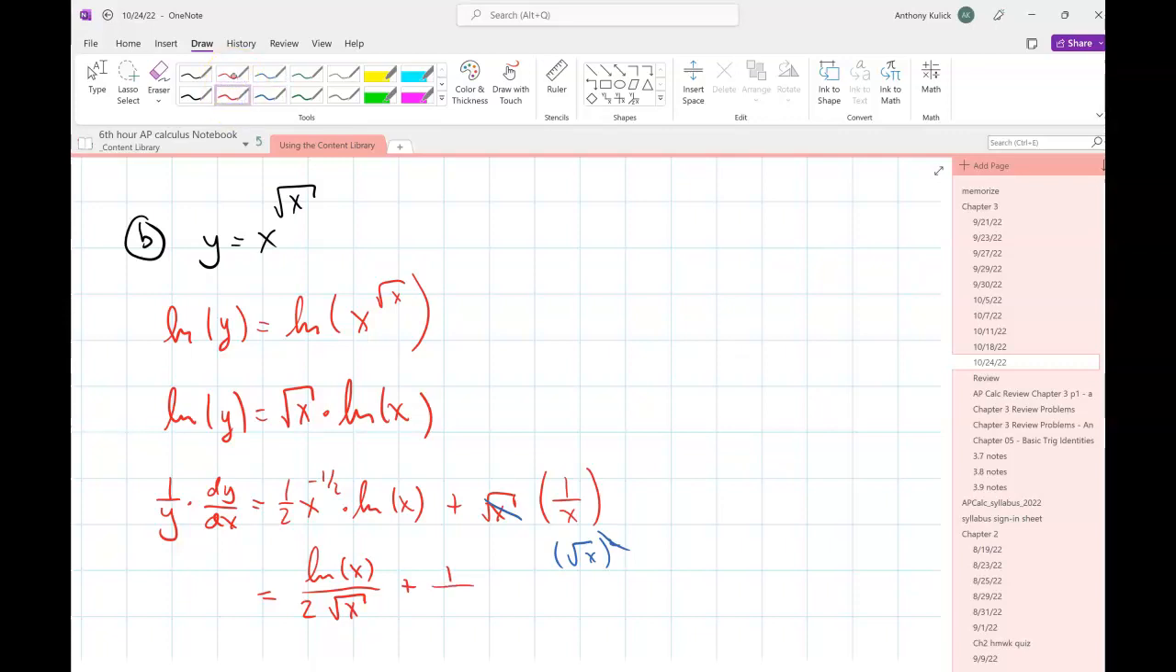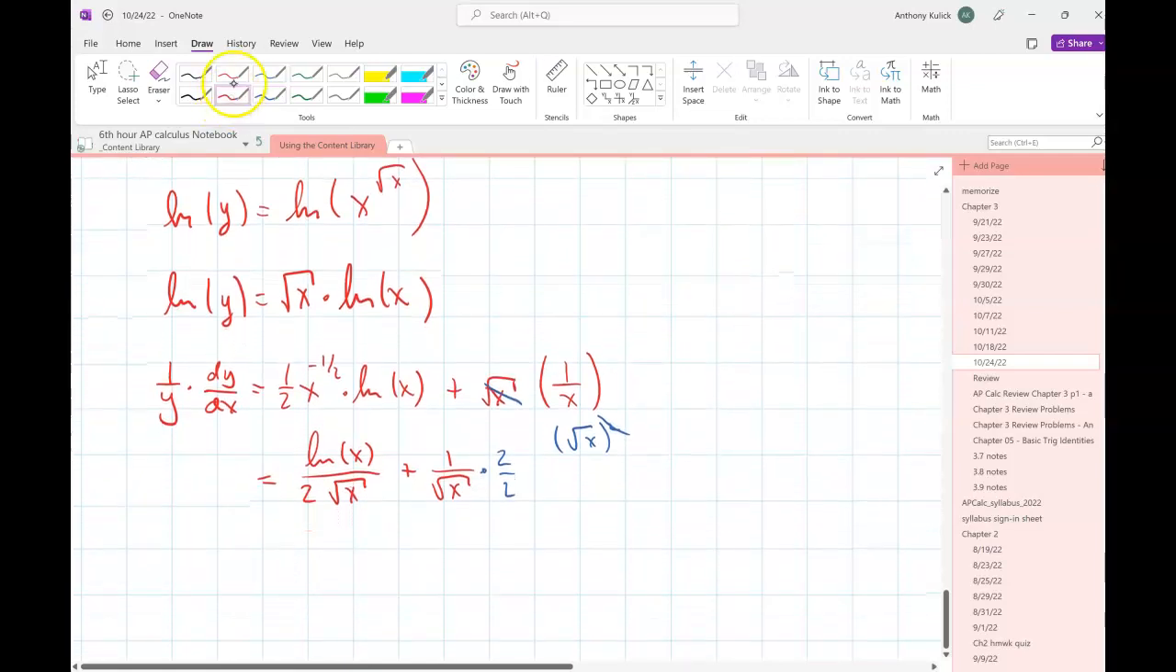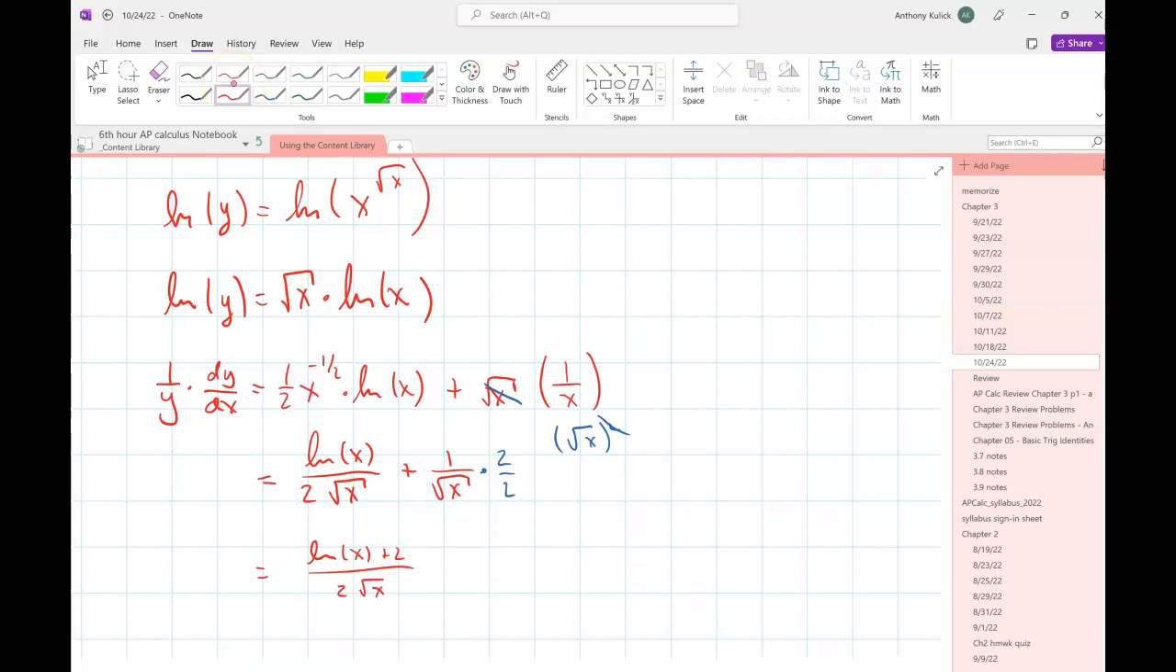Now, that's a little bit sneaky. If you didn't notice that, it wouldn't impede you from doing the problem, but it makes making the common denominator a little bit more of a hassle, and you end up redoing work that you would have already undone. Yeah, doesn't really matter. So make my common denominator, and we get natural log of x plus 2 over 2 root x.